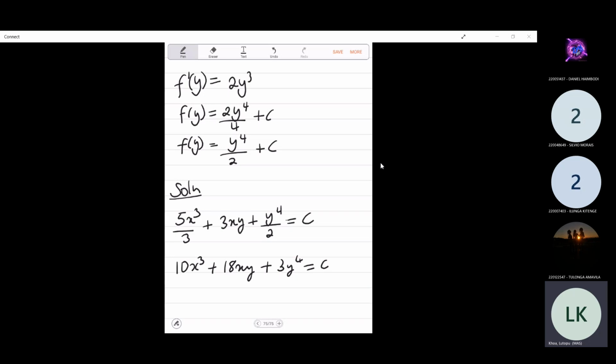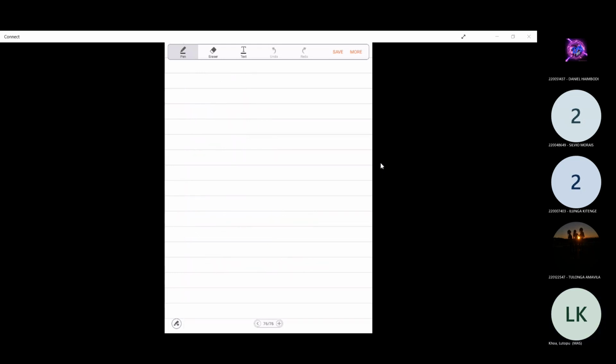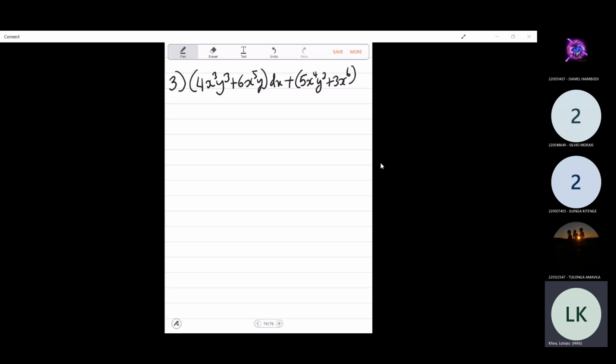Okay, let's see another one. Which one? Okay, number 3. Four x cubed y cubed plus 6 x to the power of 5 y dx plus 5 x to the power of 4 y squared plus 3 x to the power of 6 dy. This is equal to 0.